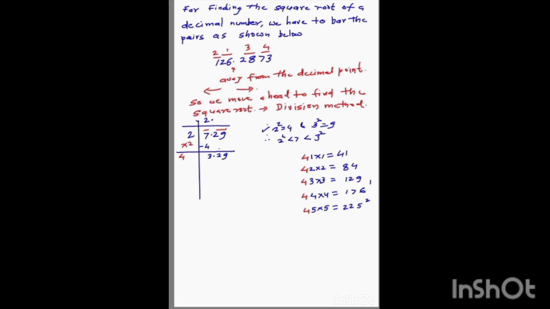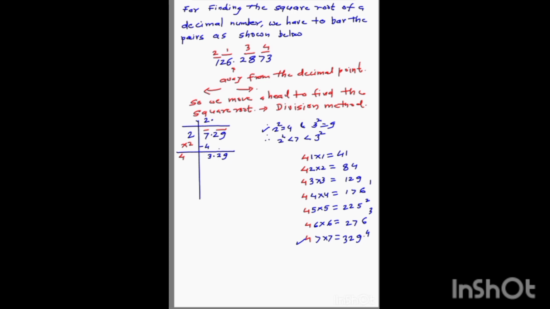If you have enough practice, then you need not start from 1, you can start from in between. For that you need enough practice, which means you have to solve as many examples as you can, and if you go on solving, this is very easy. 46 into 6 is 276. We have not yet reached the value. 47 into 7 is 329. This is your number.